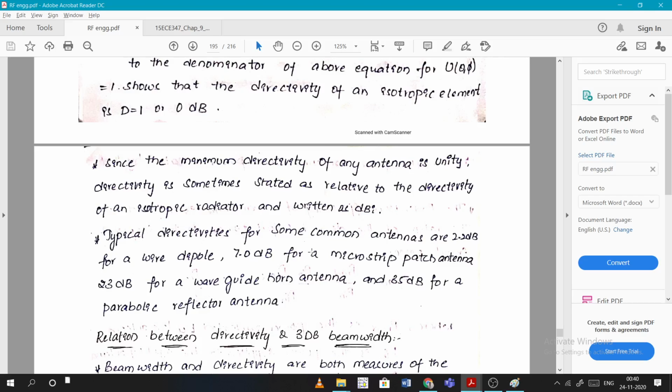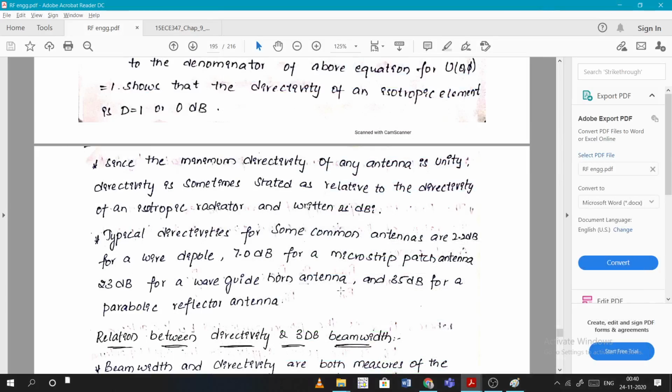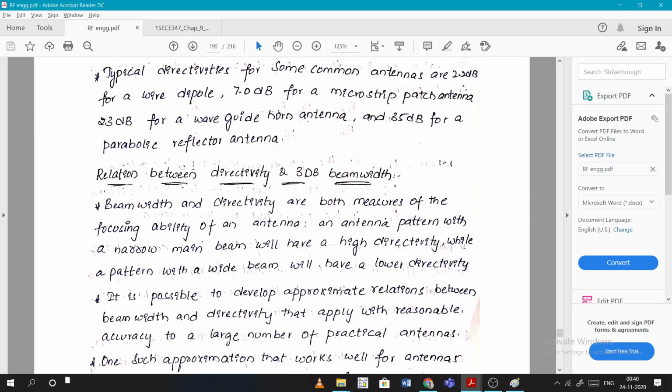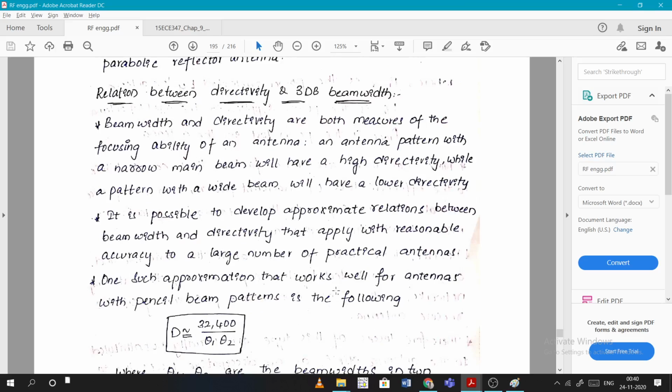Typical directivity of some common antennas are, for example, 2.2 dB for a wire dipole and 7 dB for a microstrip patch antenna. Now, the relation between directivity and 3 dB beam width. This formula is not for everything, only for a particular type. One such approximation to find D is for the pencil beam pattern. For a pencil beam pattern, the directivity D is approximated to 32400 by theta 1 theta 2.